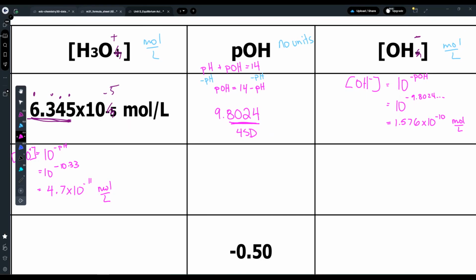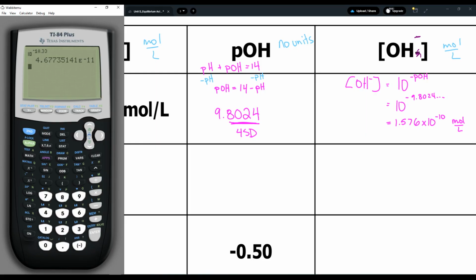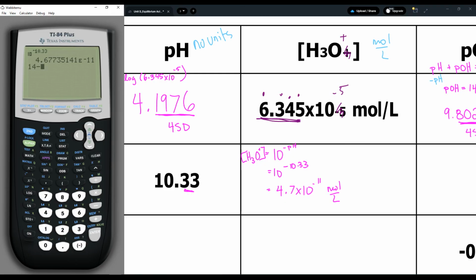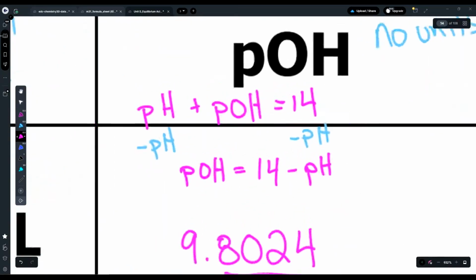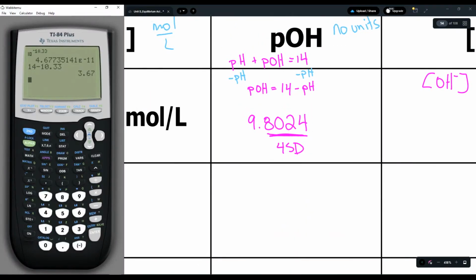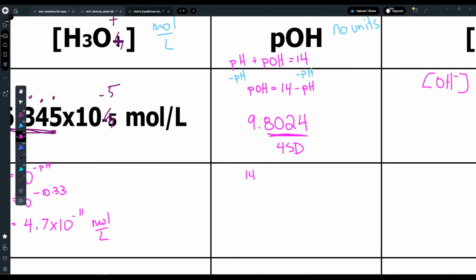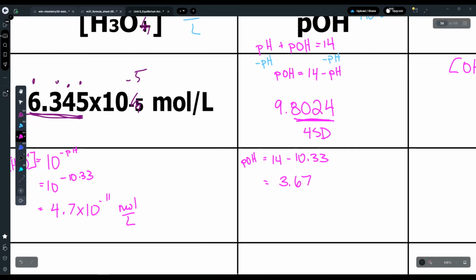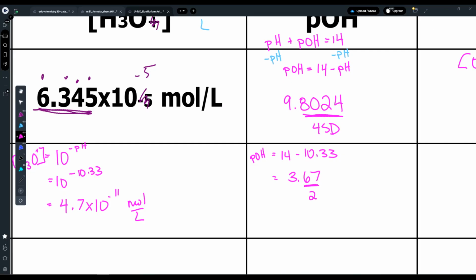For pOH, what I would do is take 14 and subtract 10.33. Very similar to what I did up here. So this is also in 2 sig digs.